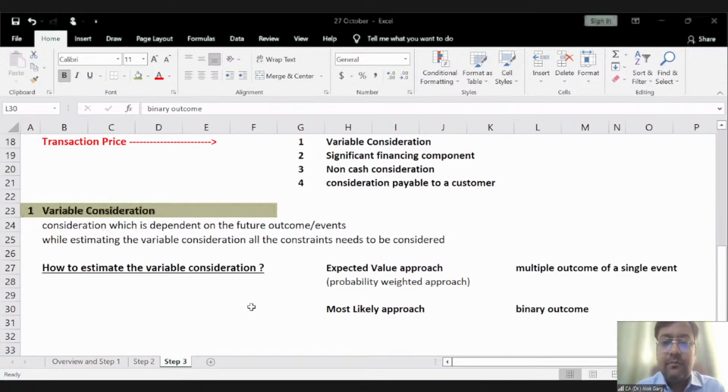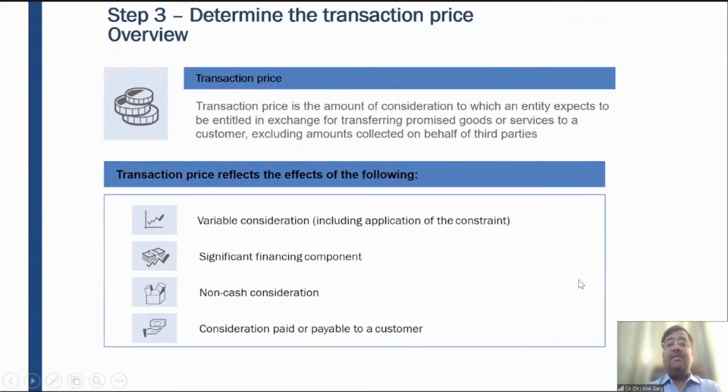Okay. So friends, let's discuss this concept with the help of some real life examples and some practical case studies. So transaction price is the amount of consideration to which an entity expects to be entitled in exchange for transferring promised goods or services to a customer, excluding amounts collected on behalf of third parties.